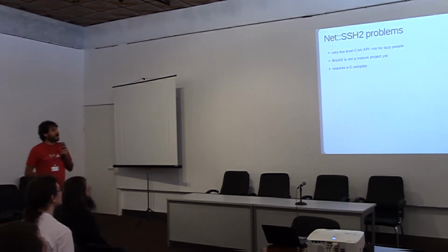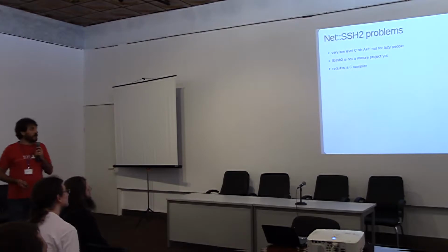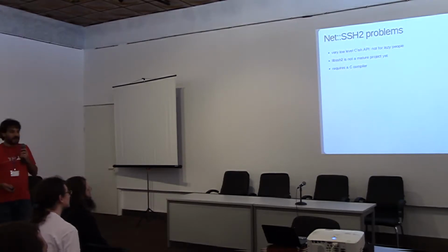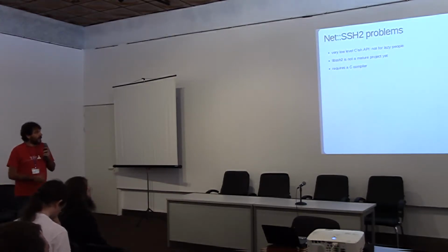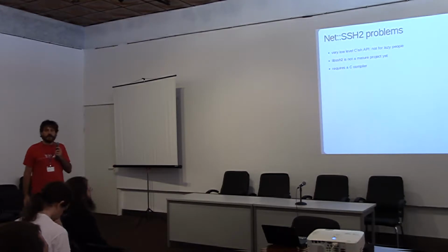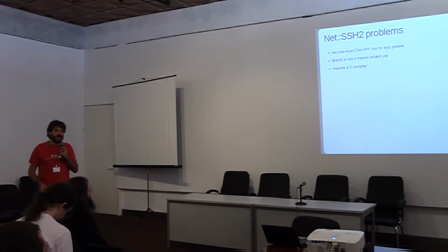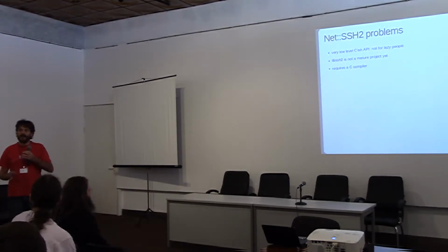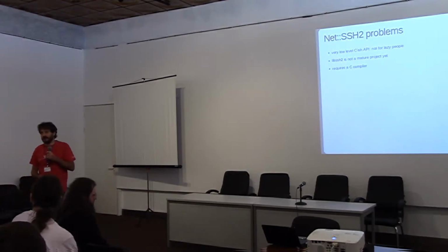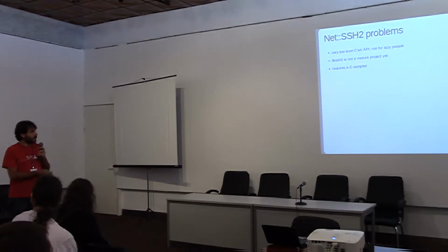So the problem with Net::SSH2 is that it's very low level, so you have to do a lot of work for doing small things. SSH2 is not mature, it has bugs, and the quality of the code they are producing is not so good. It requires a C compiler. For some people, that's a problem.